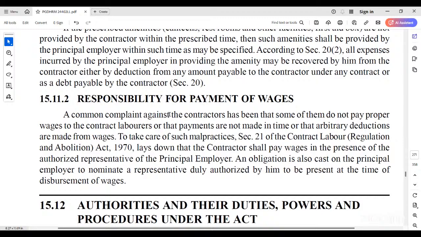So to take care of such malpractices, under Section 21 of the Contract Labour (Regulation and Abolition) Act 1970, it is laid down that the contractor shall pay wages in the presence of the authorized representative of the principal employer. So on behalf of the principal employer, they need to be present. An obligation is also cast on the principal employer to nominate a representative duly authorized by him to be present at the time of distribution of wages.